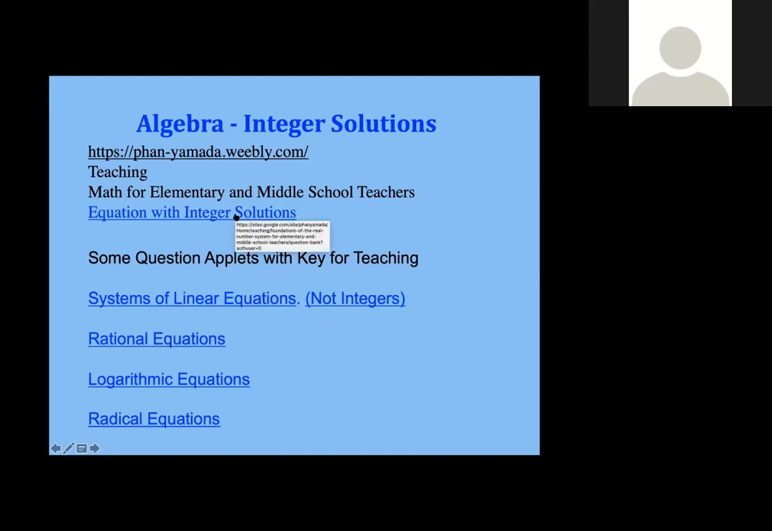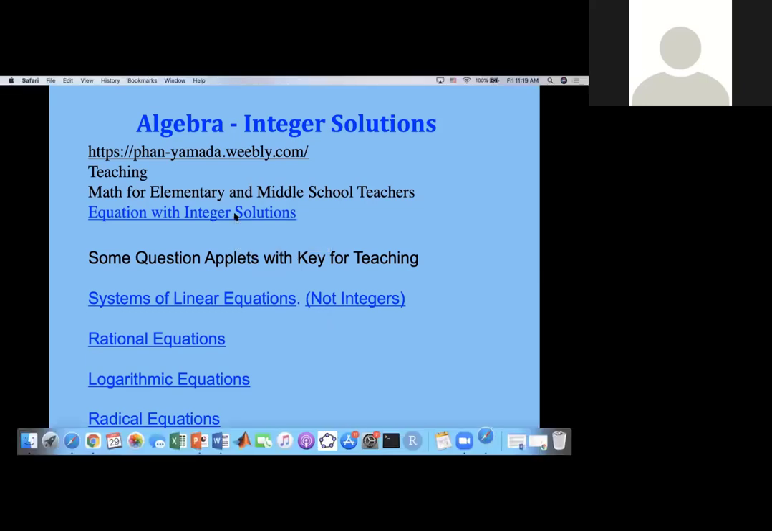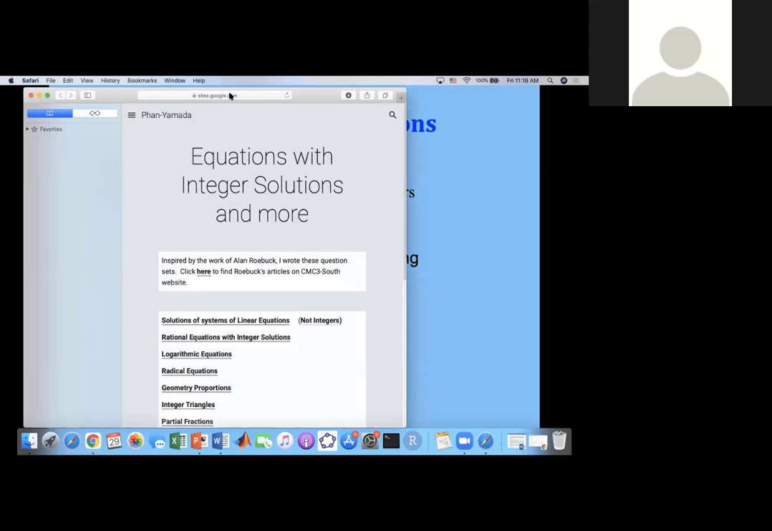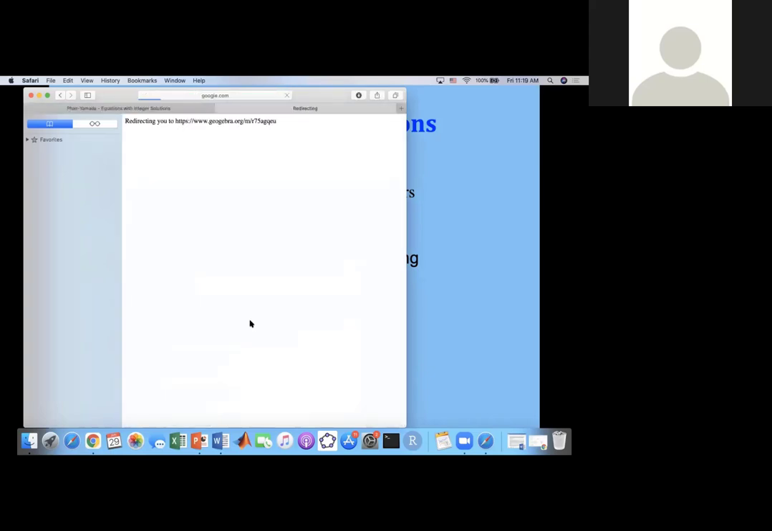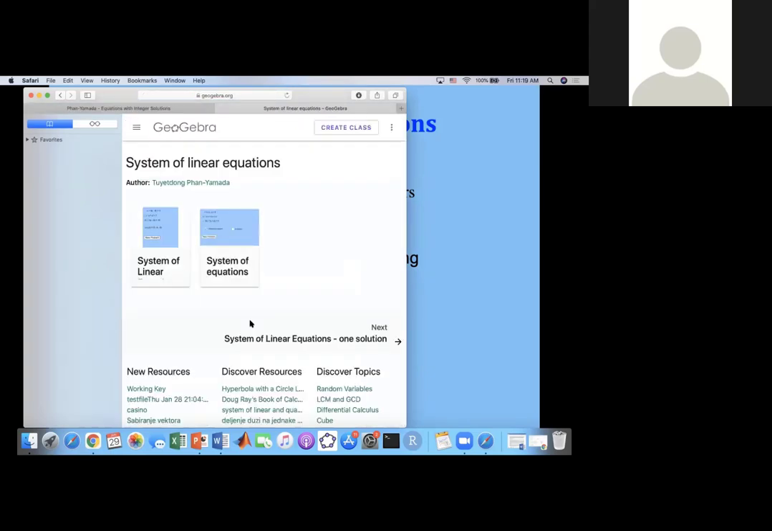You put it on the side, so you give them a problem and they come up with the solution on it. I'm going to put the link on the chat here for you to see. You can follow me on this one. For solving systems of linear equations, the answer is an integer, which is very nice, especially when you have three equations.